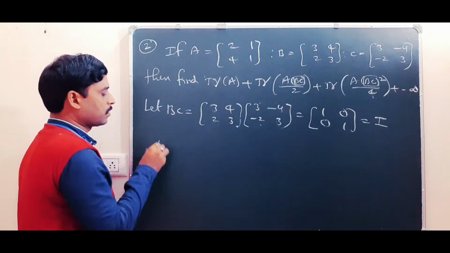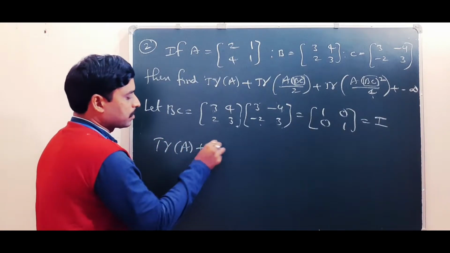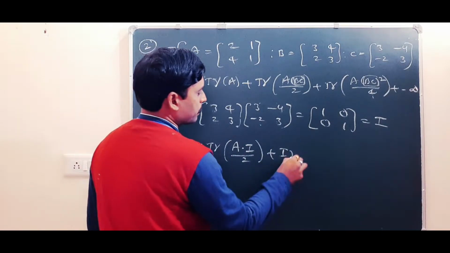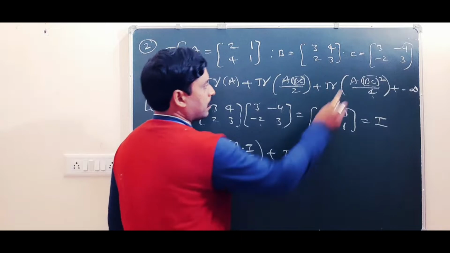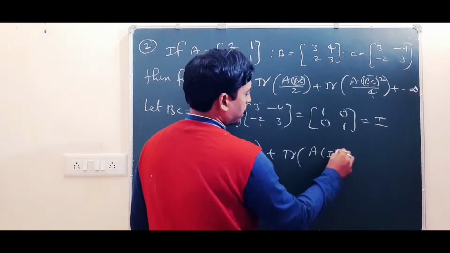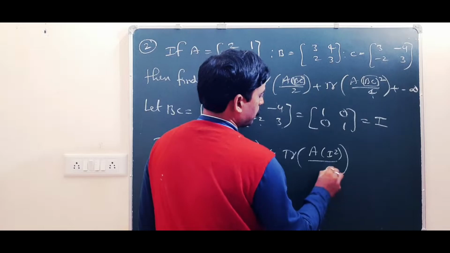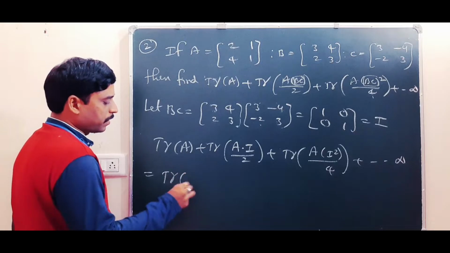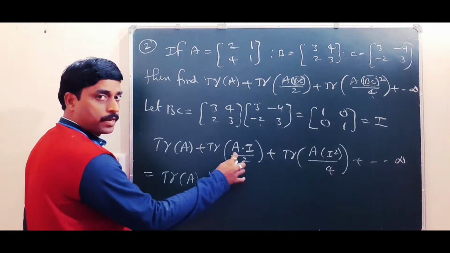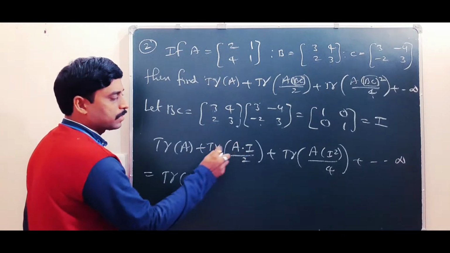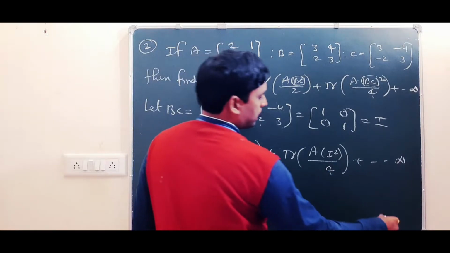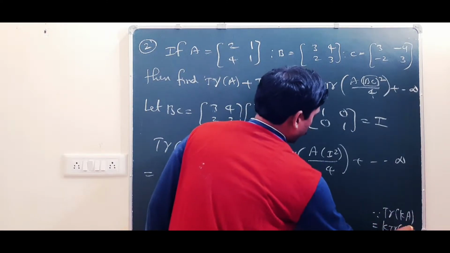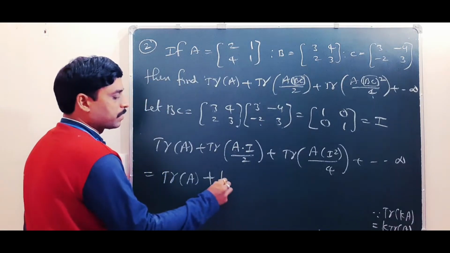Therefore our target is trace of A plus trace of A into BC, with BC value I, by 2 plus trace of A into BC square, I square, by 4, and so on up to infinity. It is going to be trace of A into I. A into I is nothing but A. So trace of A by 2. We have one formula: trace of kA is equal to k times trace A. So 1 by 2 times trace A.